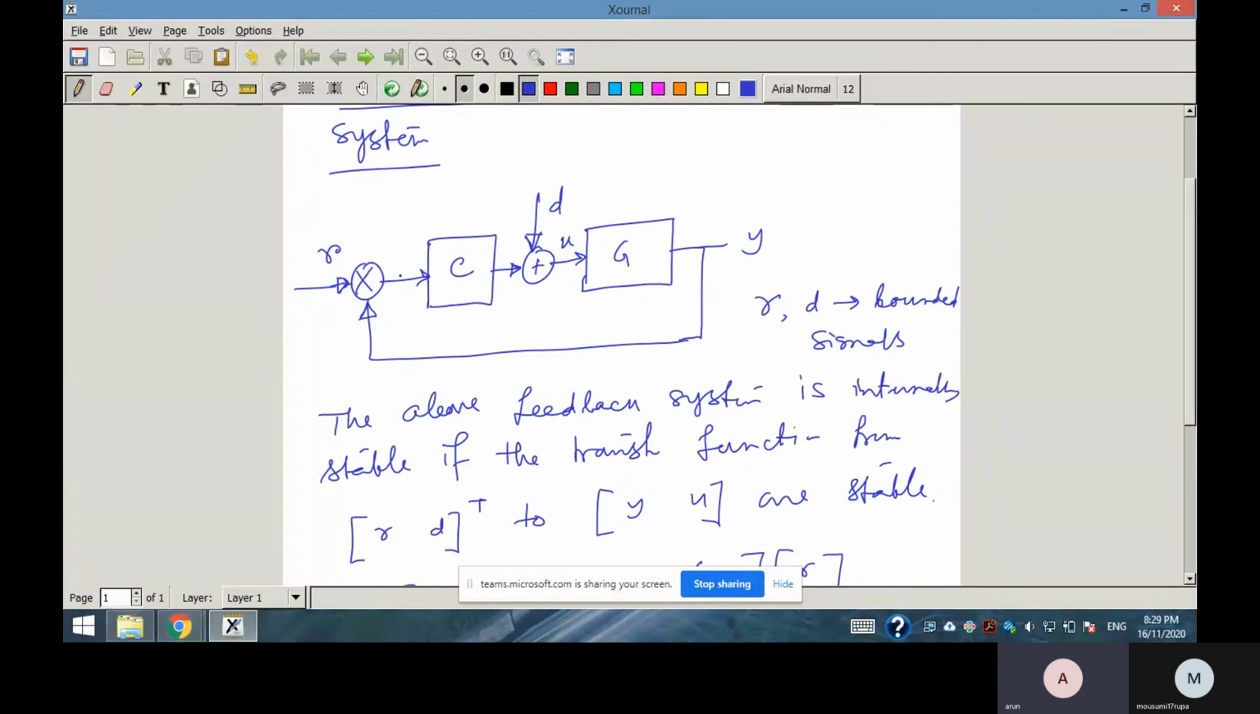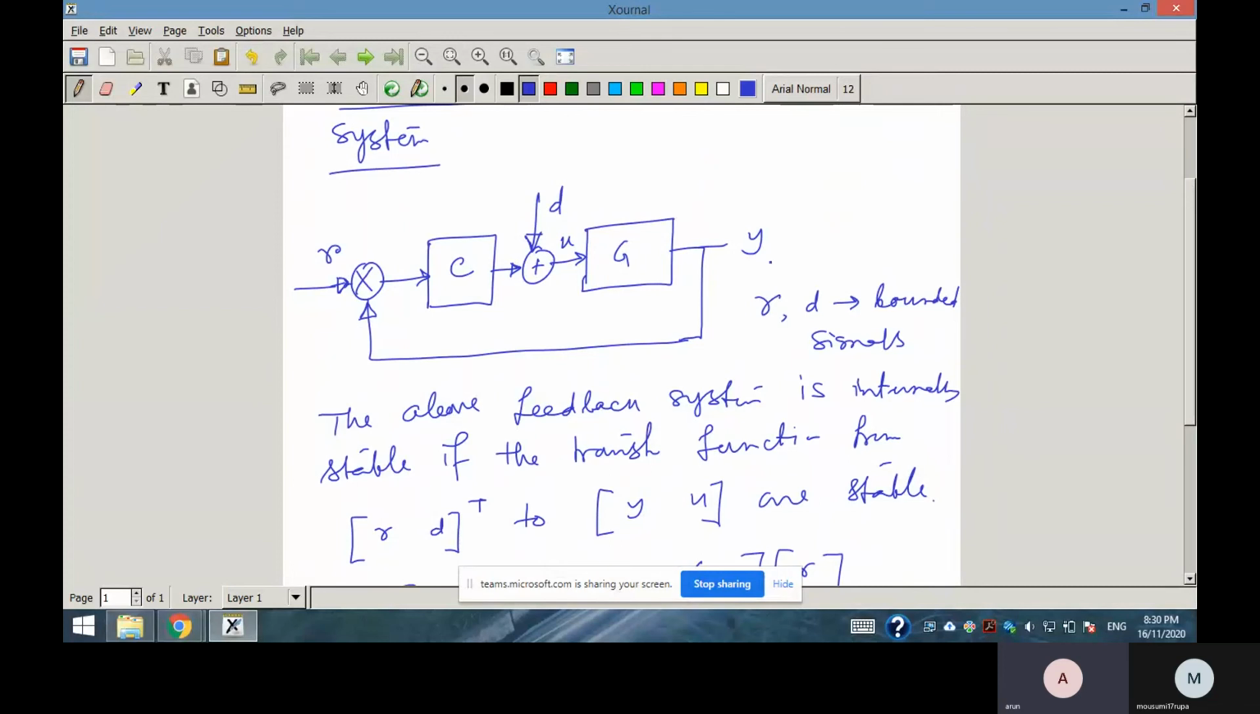For example, if I take this tracking error, then the tracking error can be expressed in terms of y and r. Similarly, if you take your output here, then what is this output? This output will be u minus d. Since d is a bounded signal, the boundedness of u will suffice. Similarly, for boundedness of the tracking output, the boundedness of y will suffice.